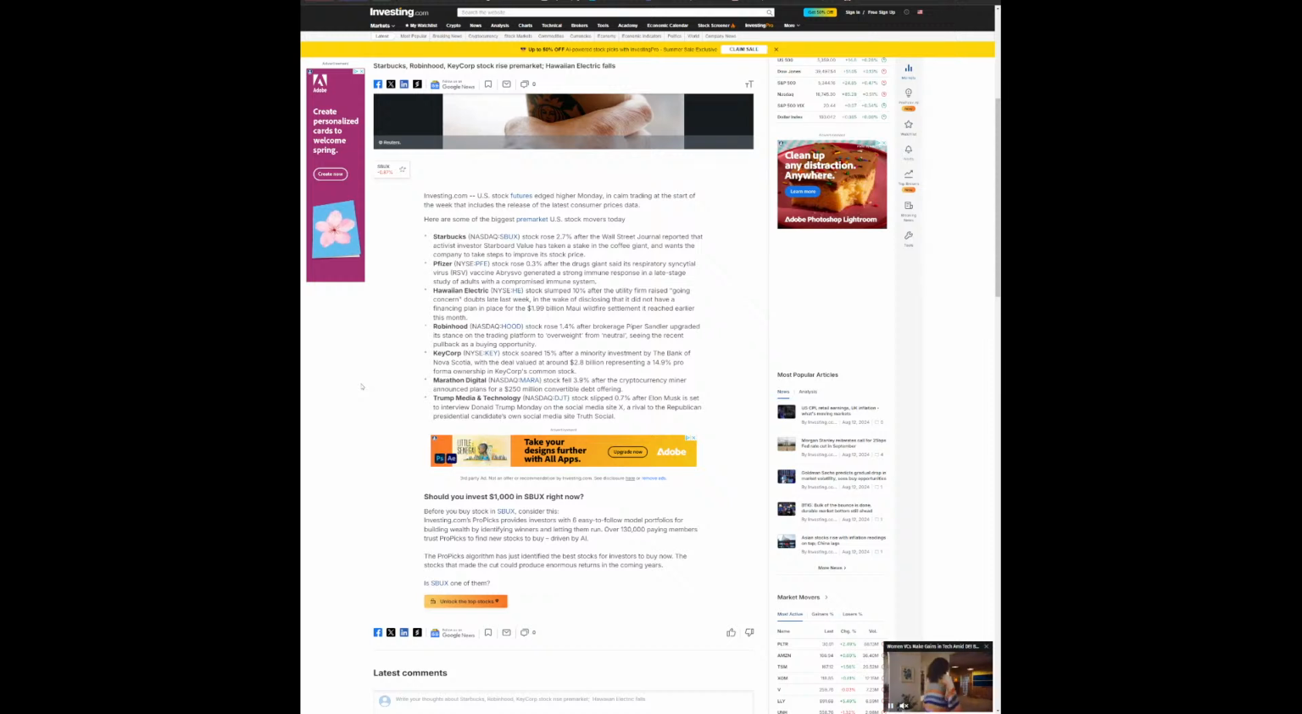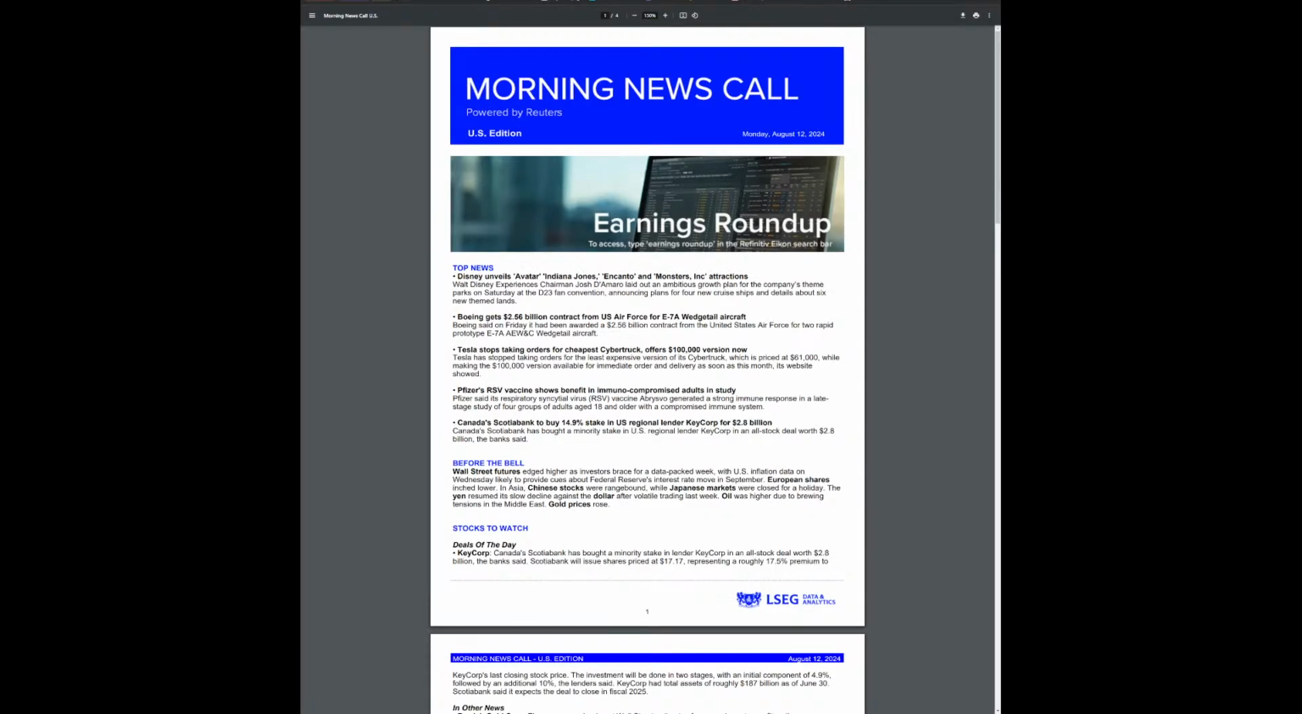Okay. And then it looks like Trump stock slipped 0.7 after Elon Musk is set to interview Donald Trump Monday on the social media X, as a rival to Republican presidential candidate's own social media site Truth Social. All right, let's go to here. Disney's unveiling, I believe, new rides: Avatar, Indiana Jones, and Encanto and Monsters Inc. attractions. Okay, Boeing got a new contract. Tesla stops taking orders for cheapest Cybertruck, offers 100,000 version now. Pfizer's RSV vaccine shows benefit in immunocompromised adults.